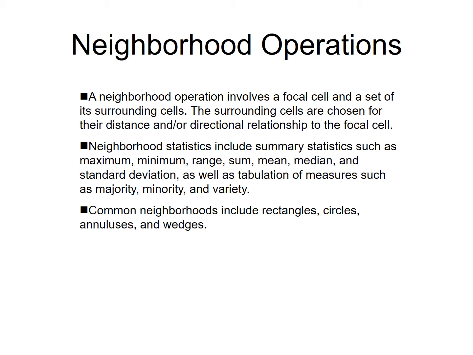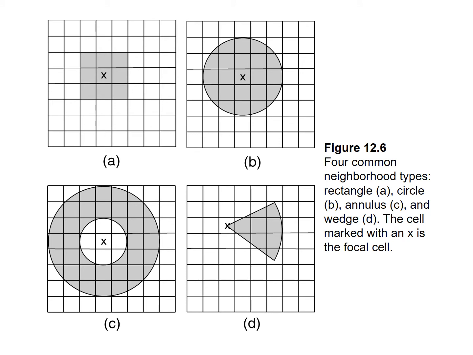Anyway, neighborhood operations involve focal cells and the surrounding cells. You can set it up in a lot of different ways, and you can measure any number of different statistics. So you can select neighborhoods like rectangles, circles, annuluses, or wedges, and we can talk about some of those later. There are the shapes, and you can see the target area would be the X, and the neighborhood would be the grayed in boxes, and you can see how that works.